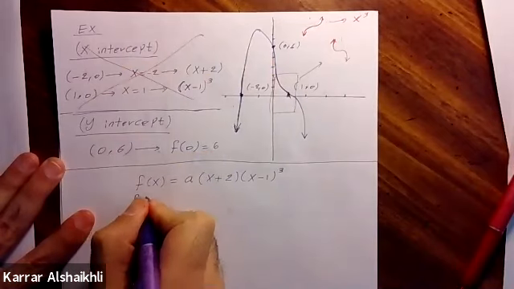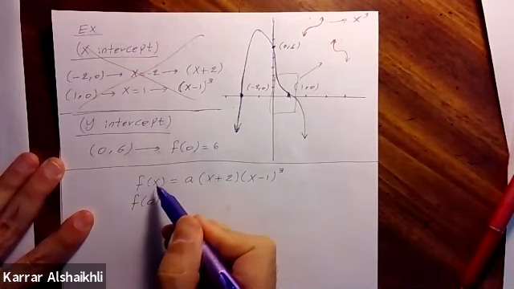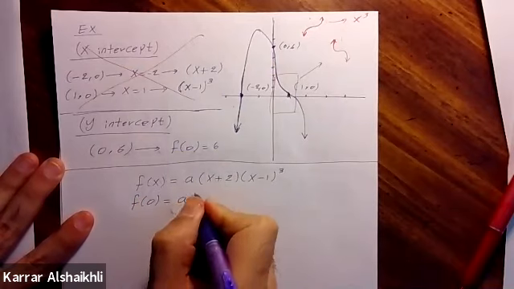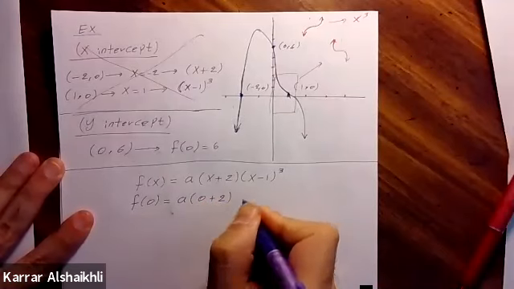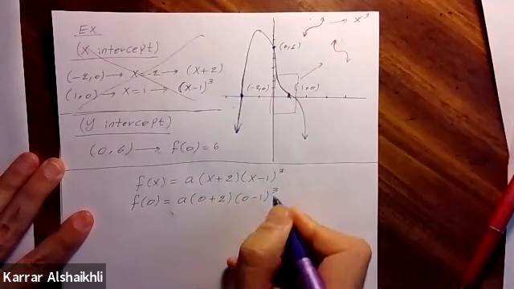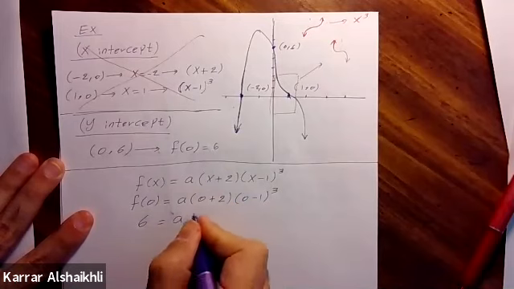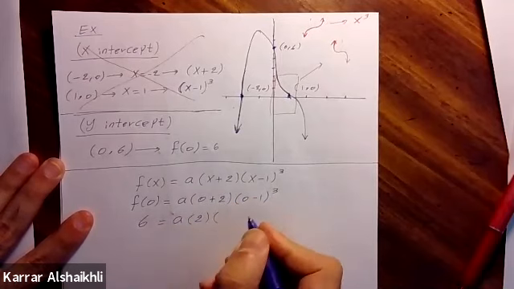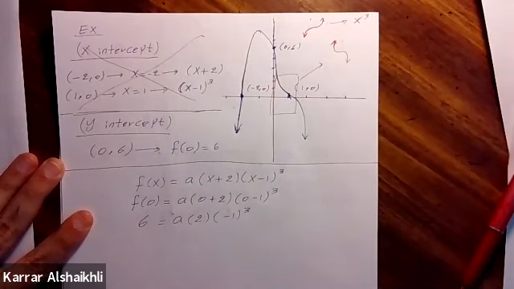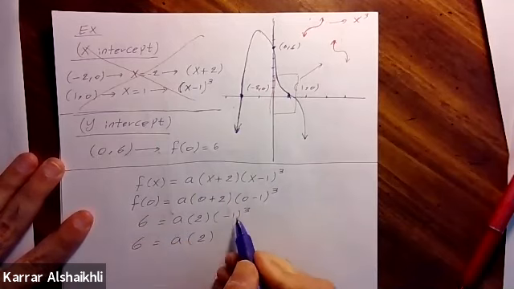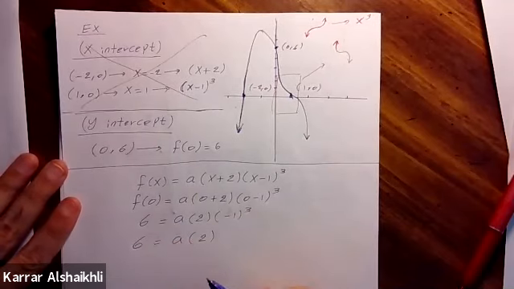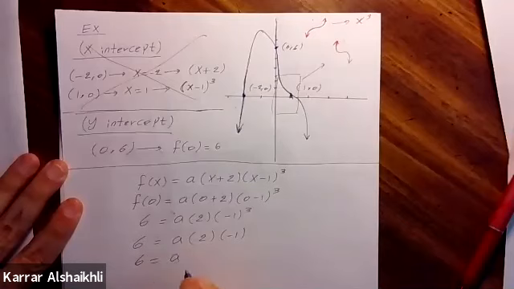So f of 0 equals, plug in 0 instead of each x. So it's going to be a times (0 plus 2) times (0 minus 1) cubed. f of 0 equals 6 equals a. 0 plus 2 is going to be 2. 0 minus 1 is going to be negative 1, cubed. So here is 6 equals a times 2. Negative 1 cubed is negative 1 times negative 1 times negative 1, which is negative 1. Now 6 equals a, and 2 times negative 1 is going to be negative 2.